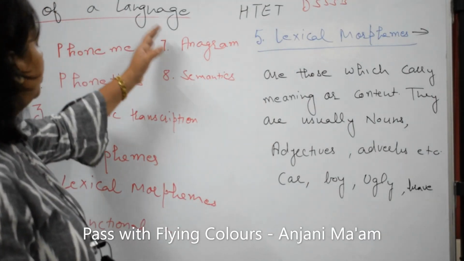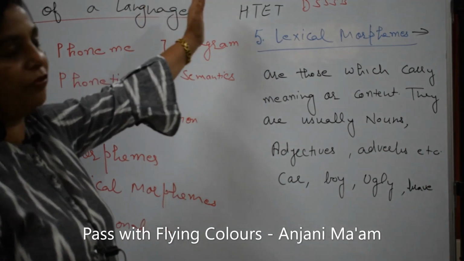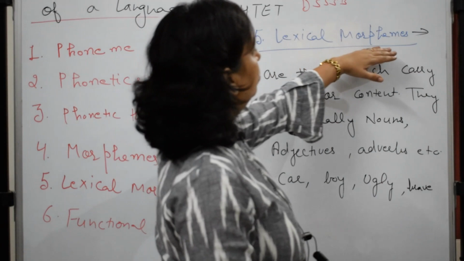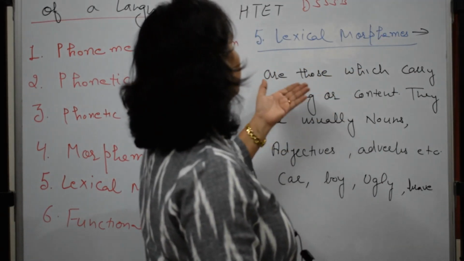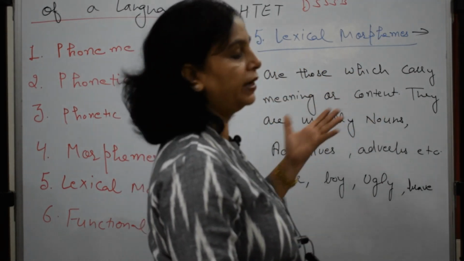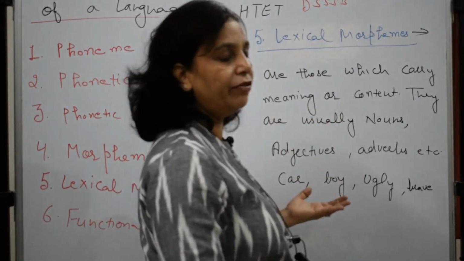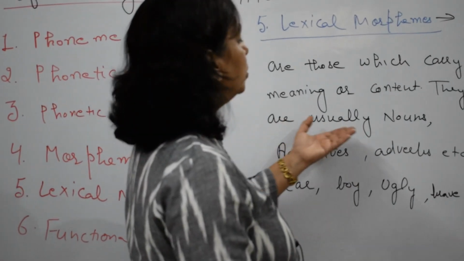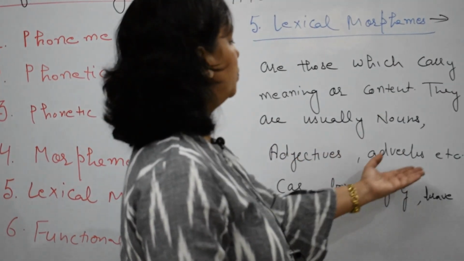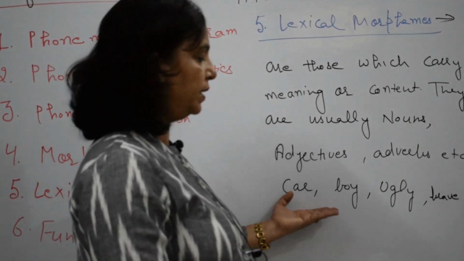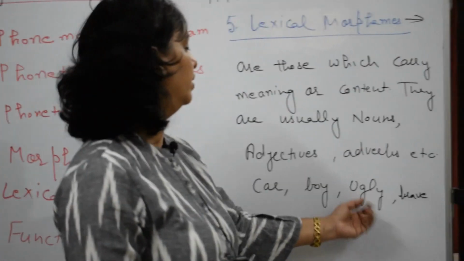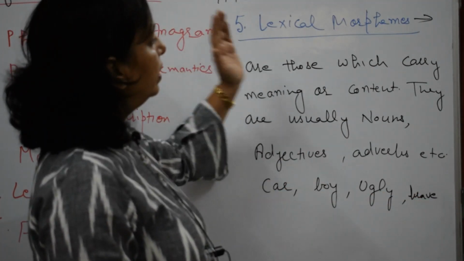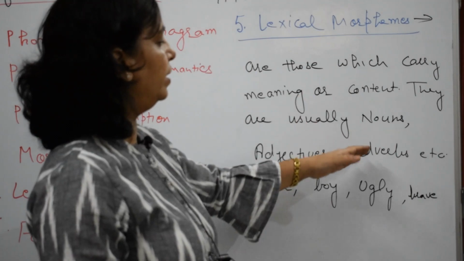The fifth important component of language from the point of view of competitive exams is the lexical morpheme. What is a lexical morpheme? Lexical morphemes are those which carry meaning or content. It means these words have a separate meaning. They can stand independently. They are usually called nouns, adjectives or adverbs. Like car, we know car has its own meaning. Boy has its own meaning. Ugly, an adjective, has its own meaning. Brave also has its own meaning. It means lexical morphemes have content or meaning.